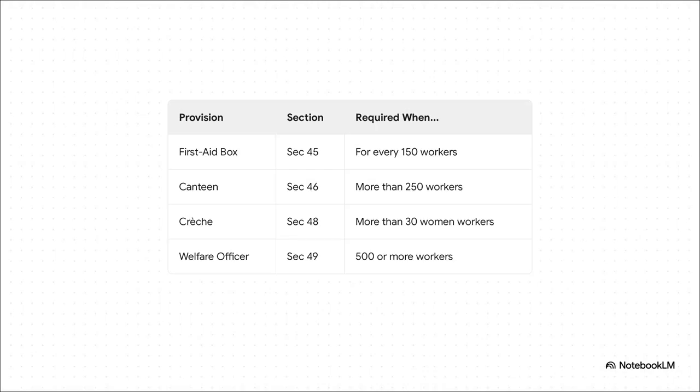Okay, this table is pure gold for your exam. The Act is really smart about how it scales up welfare benefits. These aren't just nice suggestions. They're legally required once you hit certain numbers. A first aid box for every 150 workers, a canteen once you cross 250, a creche for more than 30 women workers, and a welfare officer at 500. You have to memorize these thresholds. They come up all the time.